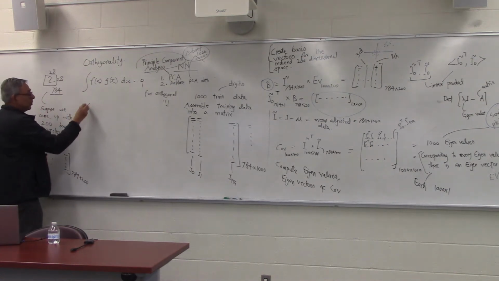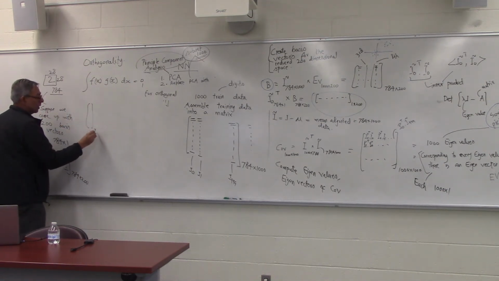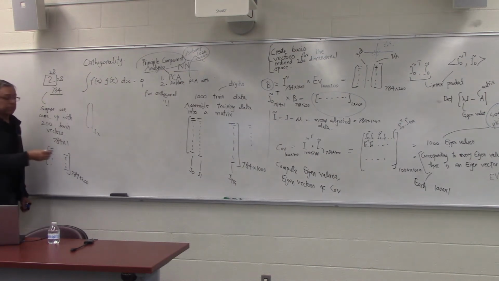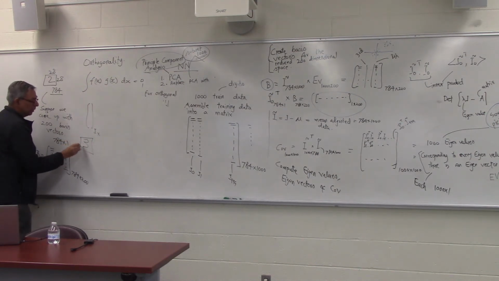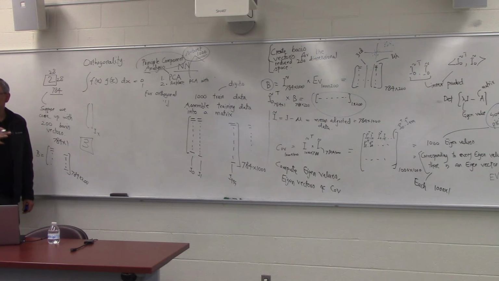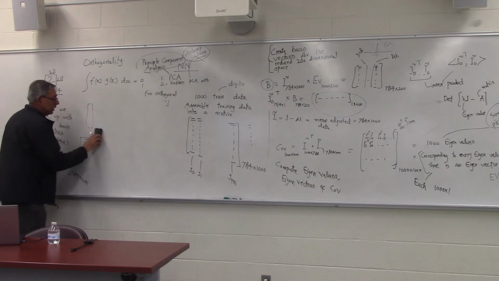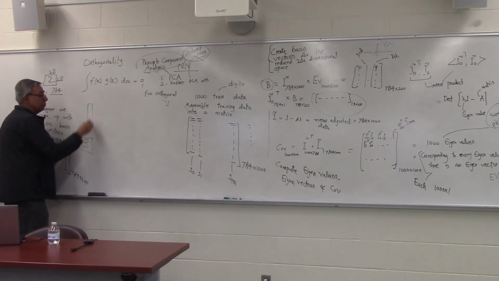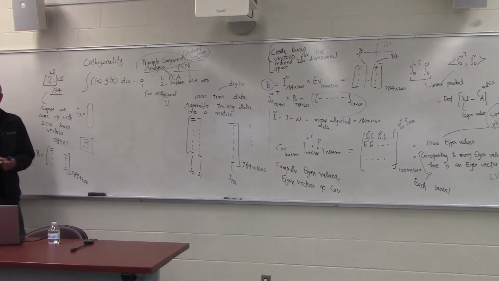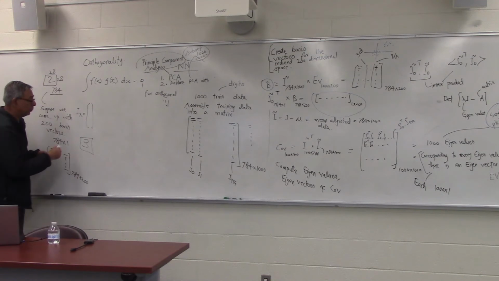So if somebody gives me an unknown I, so they gave us a digit. The digit may look something like this, right? But we don't know whether it's a 3 or not. They just gave us a picture. What will be the size if we went to every row, every column, assembled into a matrix? What will be the size of I X? 784 by 1.